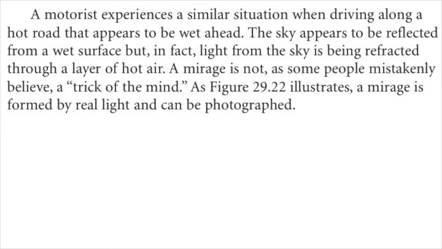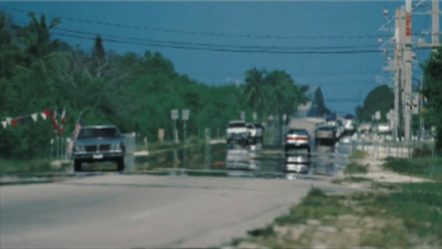A motorist experiences a similar situation when driving along a hot road that appears to be wet ahead. The sky appears to be reflected from the wet surface, but in fact, light from the sky is being refracted through a layer of hot air. A mirage is not, as some people mistakenly believe, a trick of the mind. As figure 29.22 illustrates, a mirage is formed by real light and can be photographed.